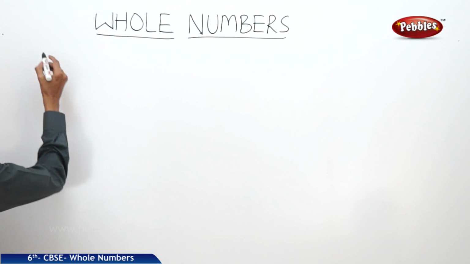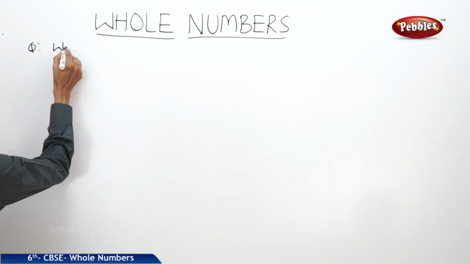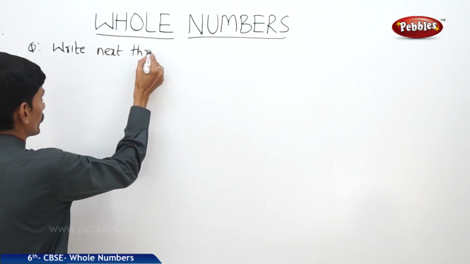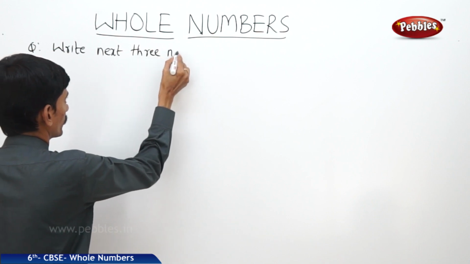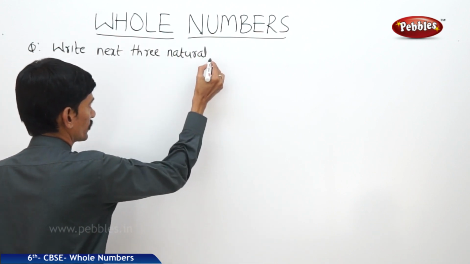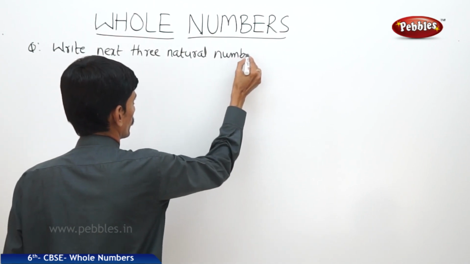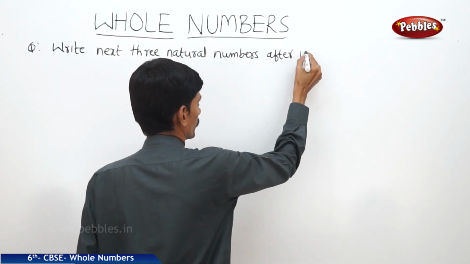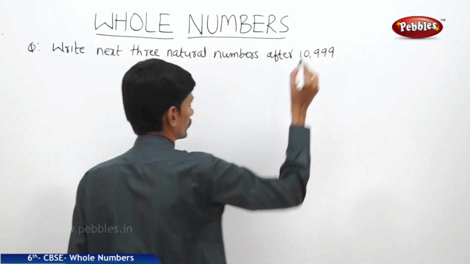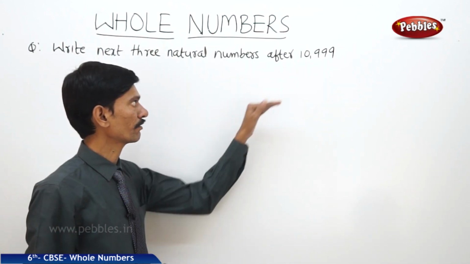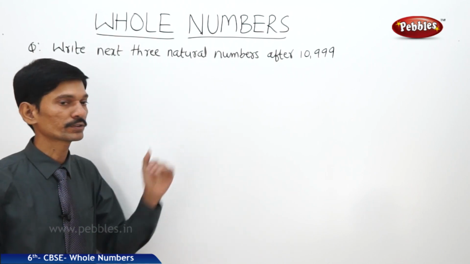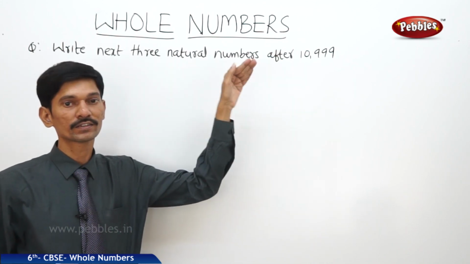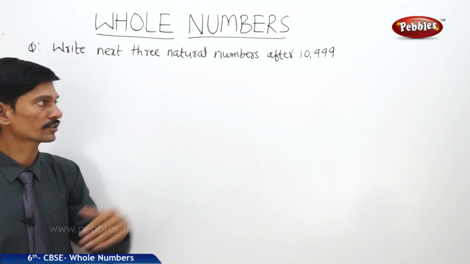Now the first question: write the next 3 natural numbers after 10,999. So what are the next 3 natural numbers after 10,999? It means we have to find the successor of 10,999 and again its successor. So we have to find the next 3 natural numbers.